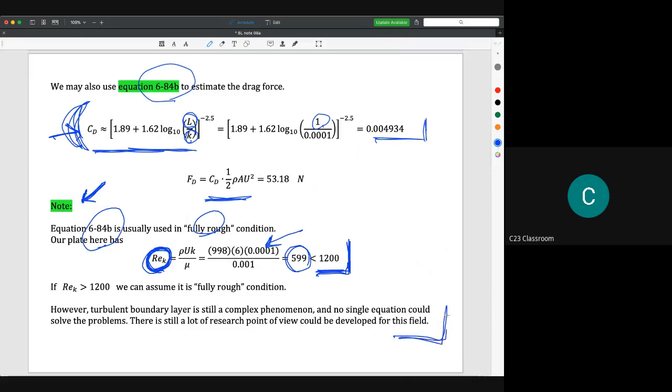If you have an interest in boundary layers, you may continue research on the boundary layer, especially the turbulent boundary layer. In many applications, when the speed increases and you have a large area, for sure your boundary layer is actually turbulent, which means you have a lot of things to research.